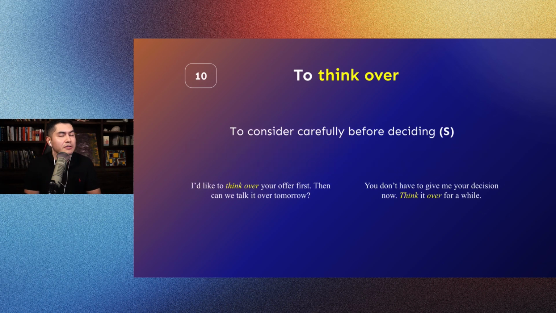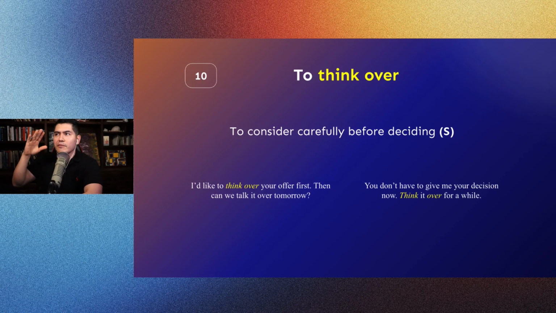All right, number 10, to think over, to consider carefully before deciding. This is another one that is separable. I'd like to think over your offer first. Then can we talk it over tomorrow? All right. So think over. It's similar to think, but the extra part in the phrasal verb is that you're considering it, right?